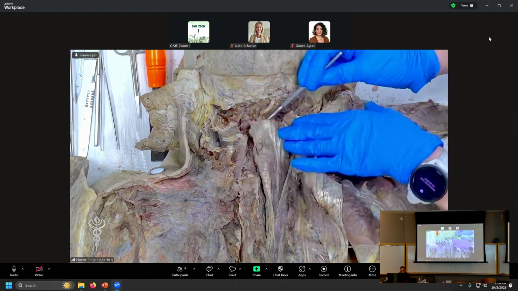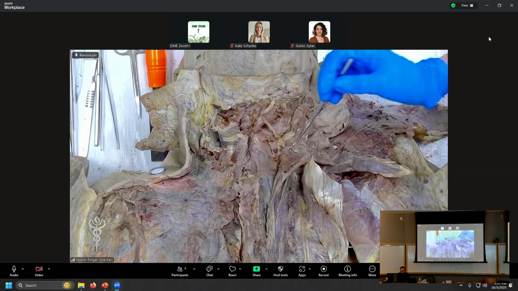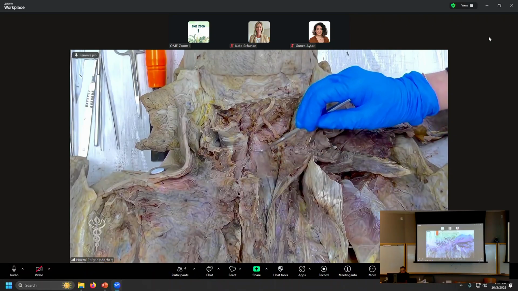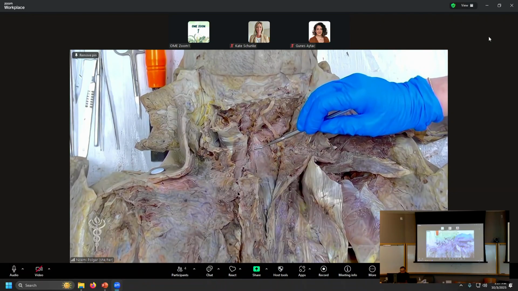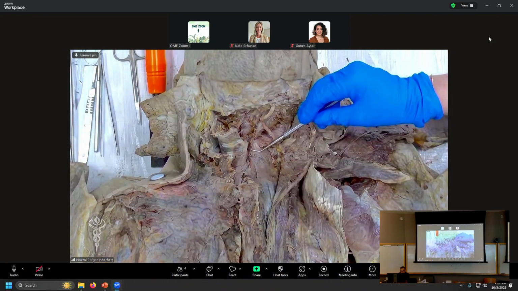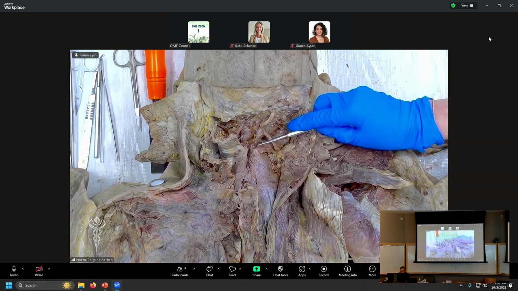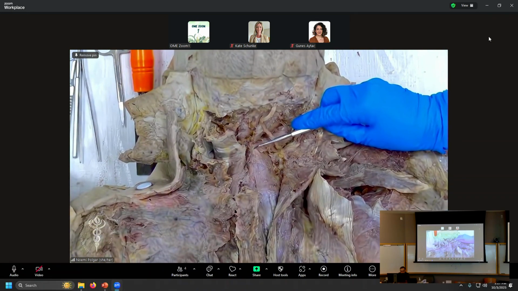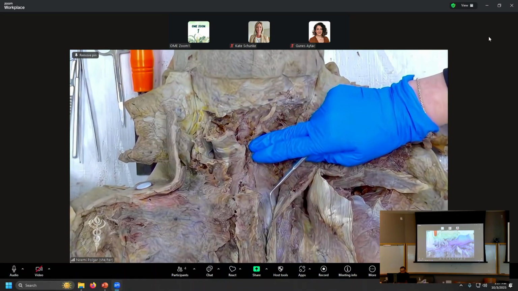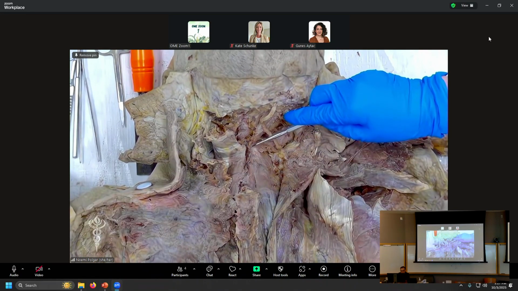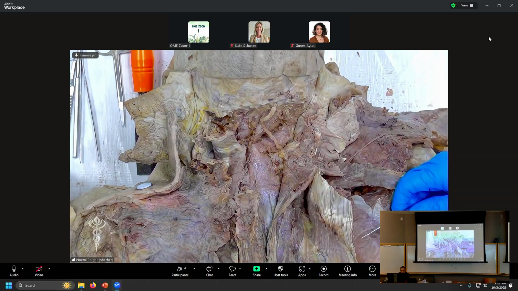Okay, so semispinalis capitis has been reflected here. And the next muscle that we're going to look for, directly deep to semispinalis capitis, is semispinalis cervicis. And this is attaching to a really important landmark for today. This is the C2 spinous process right here. And you can feel that. It's pretty prominent. And semispinalis cervicis is going to connect to the C2 spinous process.